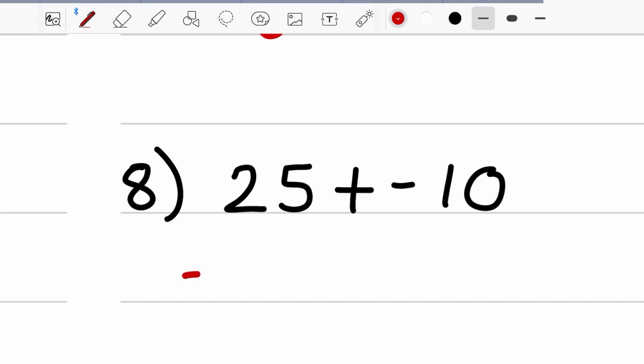Question 8, we have 25 plus minus 10. Different signs in the middle, so we have a negative sign. 25 minus 10 now is 15.